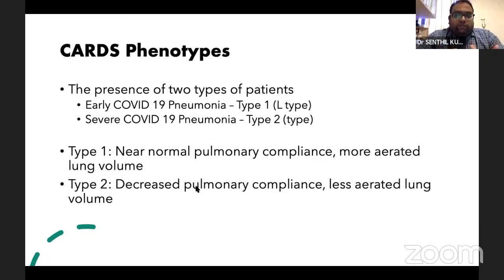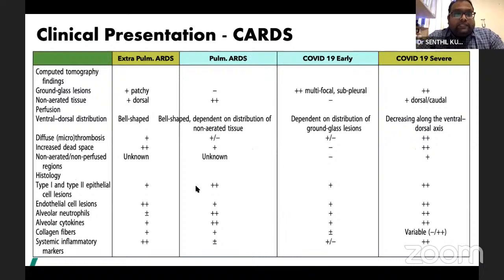In the early phase of pneumonia, it is called type 1, which is due to near-normal pulmonary compliance. Here, the patient's lungs will have near-normal pulmonary compliance with more aerated lung volume, and type 2 is decreased pulmonary compliance with less aerated lung volume. That is severe COVID-19 pneumonia. We'll see this in detail.